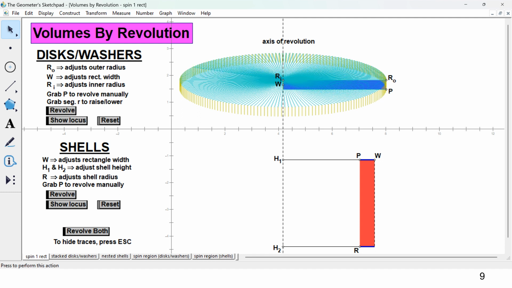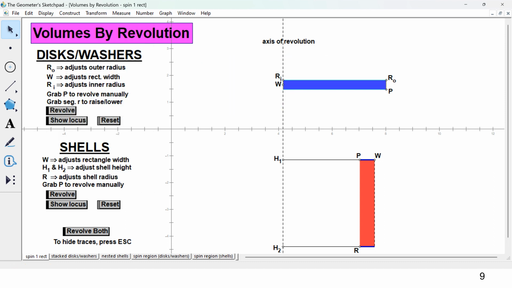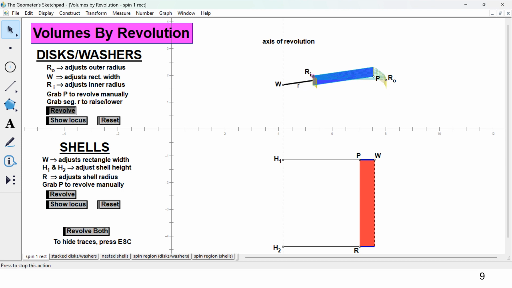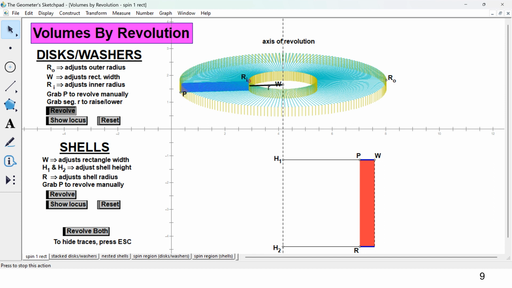Okay, so then if I reset this, and I clear this, display, erase traces, and then slide this bad boy over here, and erase the traces and do it again. Now all of a sudden, if we move it away from the axis of revolution, we end up with a washer. Okay. We're going to be calculating the volume of that disk. That's it. Just the volume of one disk. And then we're going to do some integrals in order to find the volume of the entire figure.